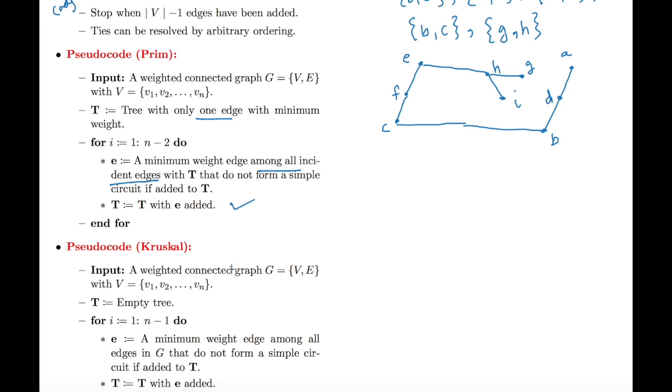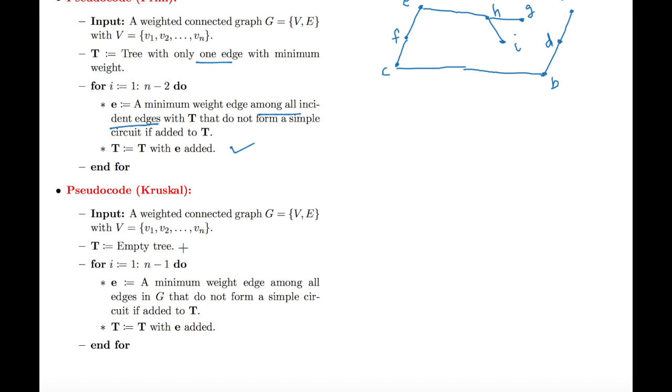The only difference in Kruskal's algorithm is what? We start with an empty tree and our loop goes from 1 to n minus 1, and there is nothing saying about incident edges here. Okay, so a minimum weight edge among all edges in G that do not form a simple circuit if added to T, and then we add this to T. So this is it about the pseudocode of both of them.